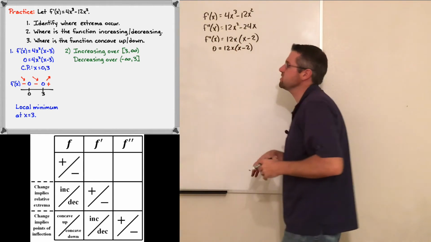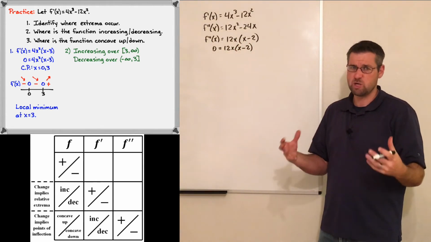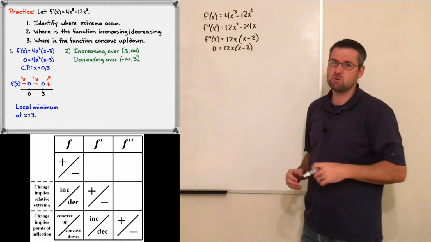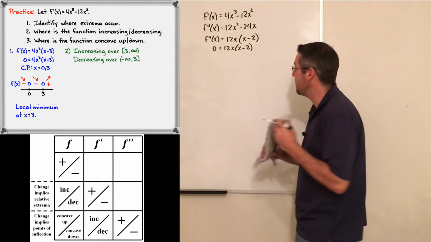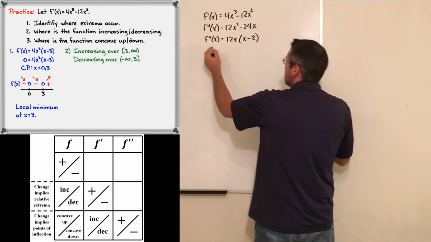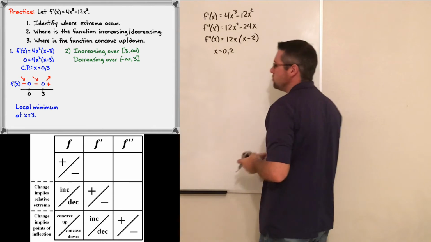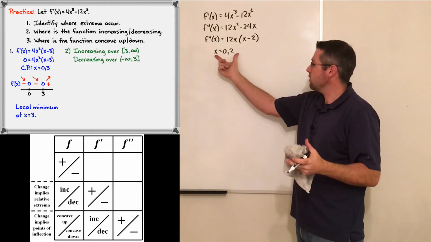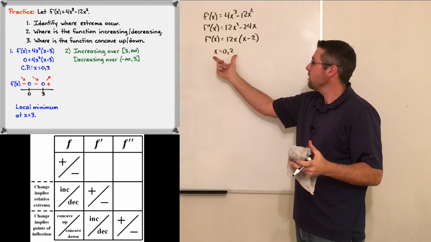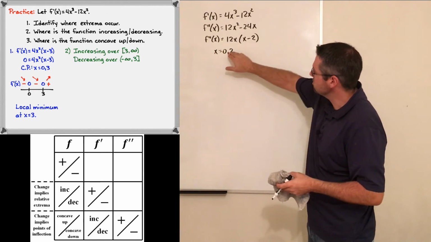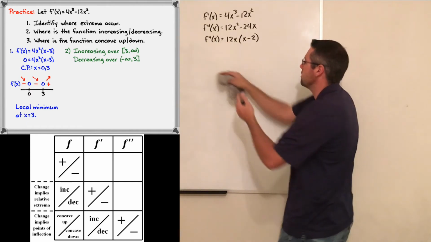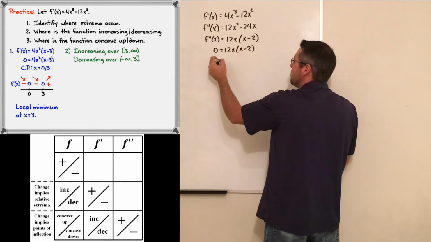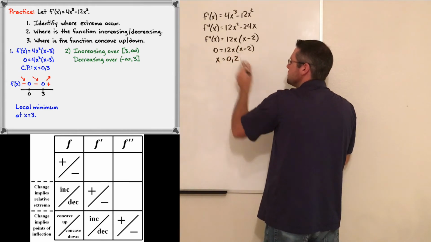Now, I do want to emphasize this. This is very important in terms of expressing your work, and AP readers look for this. If you don't set f double prime equal to 0 and you just skip that step altogether, so if you just say from here x equals 0 and x equals 2, you're not going to earn all your points. They're going to want to know where or why x equals 0 and 2. Well, the reason x equals 0 and 2 is because we were looking for the zeros of f double prime. So we have to express that. If we don't, we're going to be losing points. So that occurs at 0 and at 2.